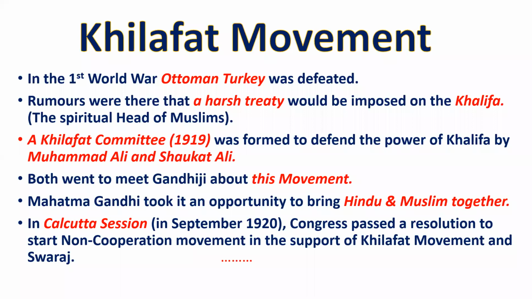they started to agitate against Britishers। इसलिए उन्होंने ब्रिटिशर्स के खिलाफ एजिटेट करना, प्रोटेस्ट करना शुरू कर दिया। So due to this thing, a Khilafat Committee in 1919 in Bombay was formed. Why was it formed? To defend the power of the Khalifa. And this committee was formed by two Ali brothers. The first one is Muhammad Ali and the second one is Shaukat Ali.